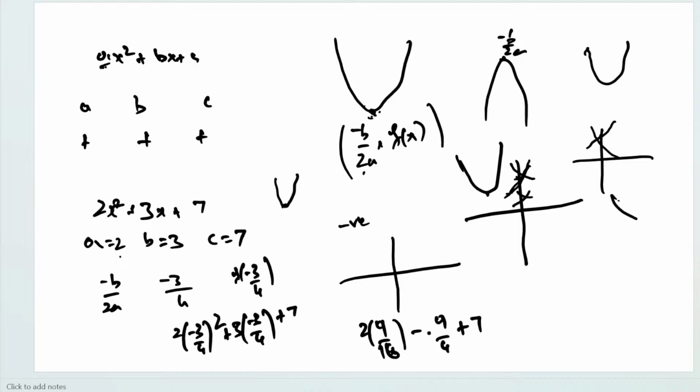See, 9 by 4 is roughly 2 point something. 7 is obviously greater than this, so this is always positive. What does that mean? Minus 3 by 4 and some positive number. The lowest point is somewhere here, and it is touching 7. This point is 7, let's say. So what is the graph? The graph will look something like this.